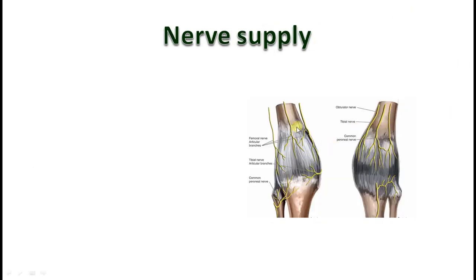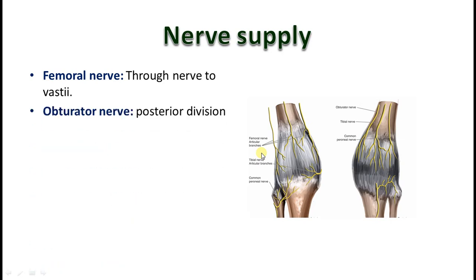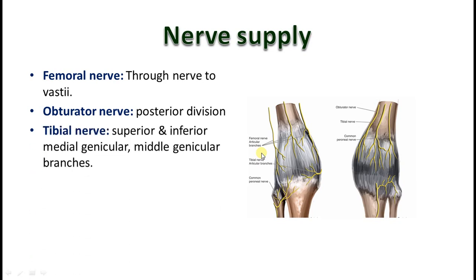Nerve supply of the joint is mainly by the femoral nerve and the obturator nerve. The femoral nerve will give branches via the vasti muscles. So the muscular branches which supply the vastus medialis, lateralis, and intermedius, through them the femoral nerve gives an articular branch to the knee joint. The obturator nerve, posterior division, genicular branch, will pierce the oblique popliteal ligament and then supply the knee joint. So that is through the femoral nerve and the obturator nerve.